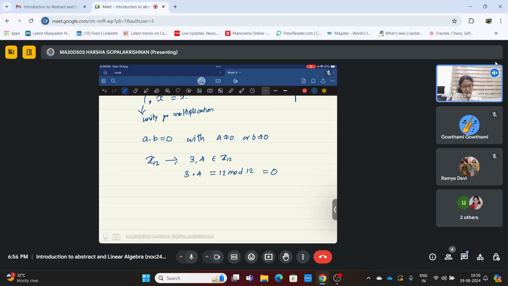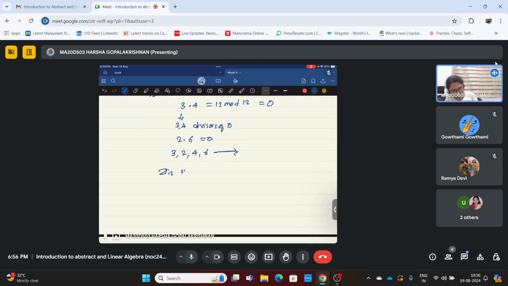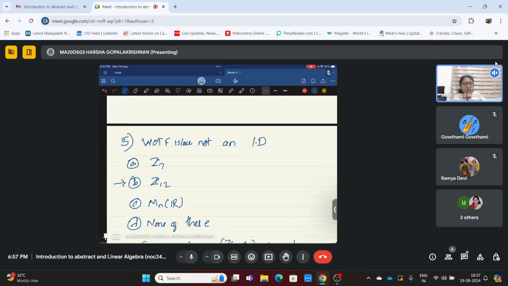Okay. So in that case 3, 4 are divisors of 0. Okay. If there are divisors of 0, in the same way what we can say 2 into 6 equal to 0, right? In that case also we can say 3, 2, 4, 6. All these are divisors of 0 in case of set 12. Okay. So set 12 has divisors of 0. If there is no divisors of 0, then we will say integral domain. So in this case set 12 is not an integral domain. Okay. Now just like this case, can you say set 7 is integral domain or not?